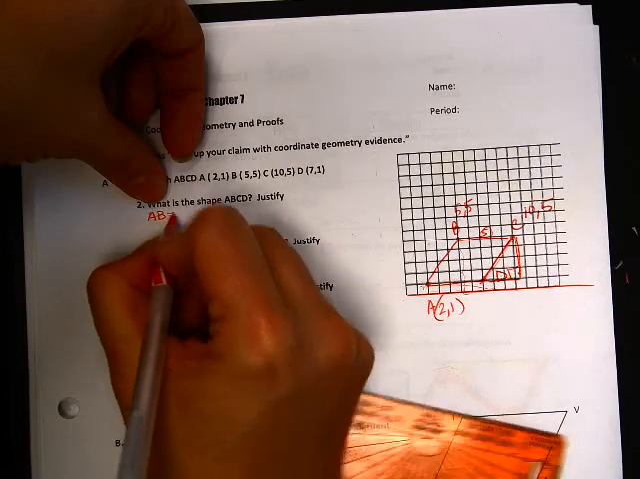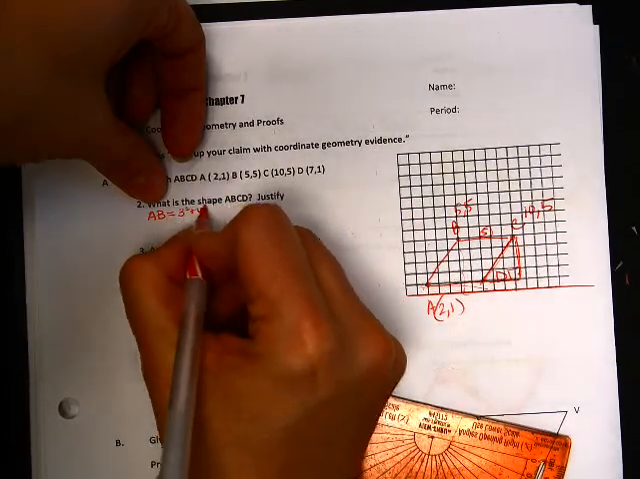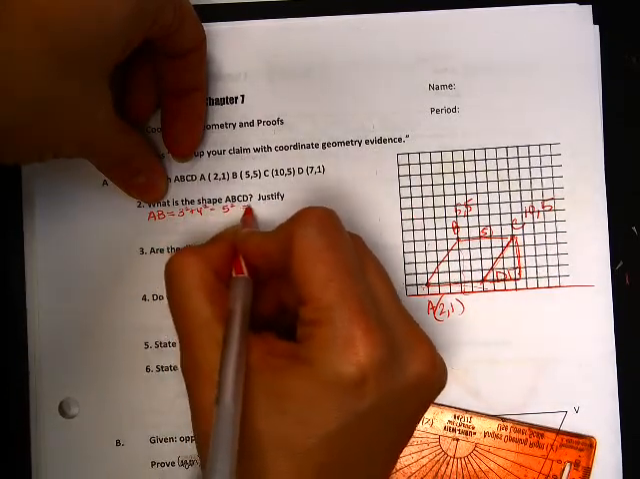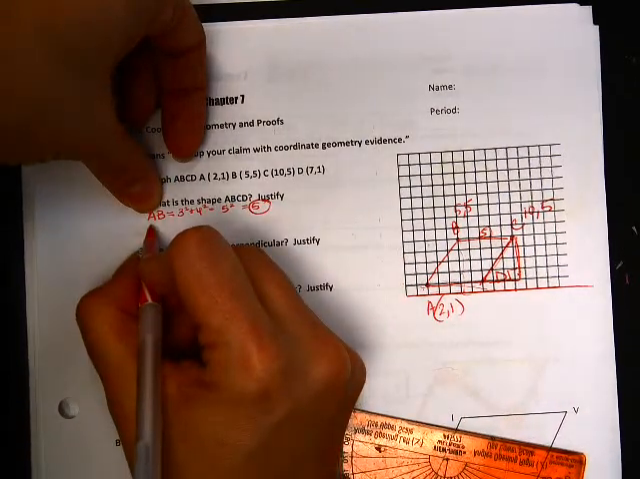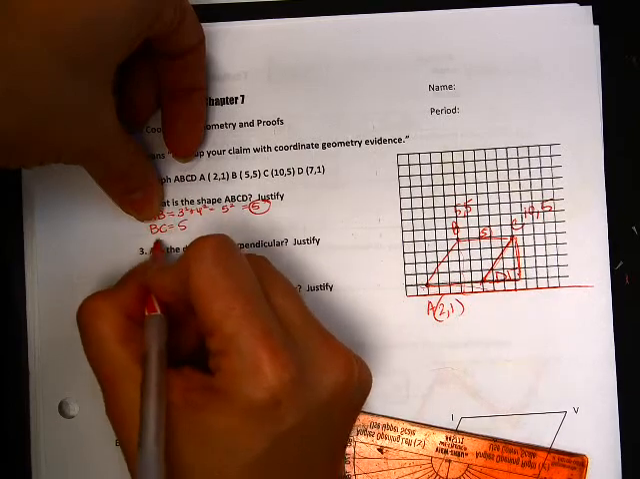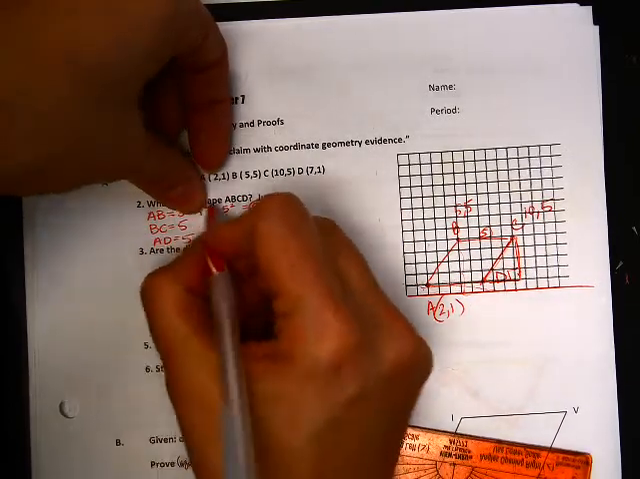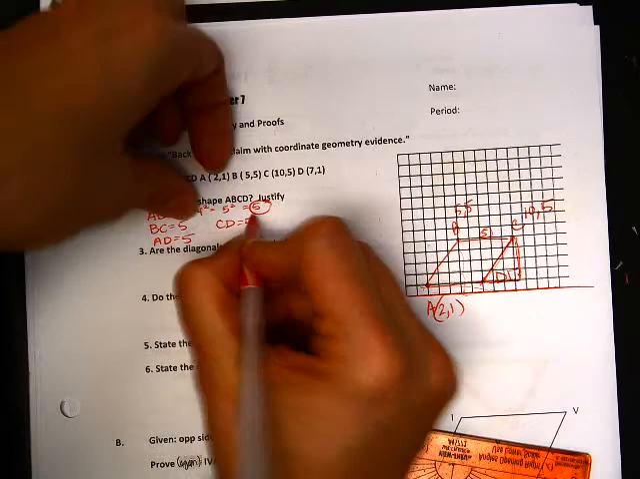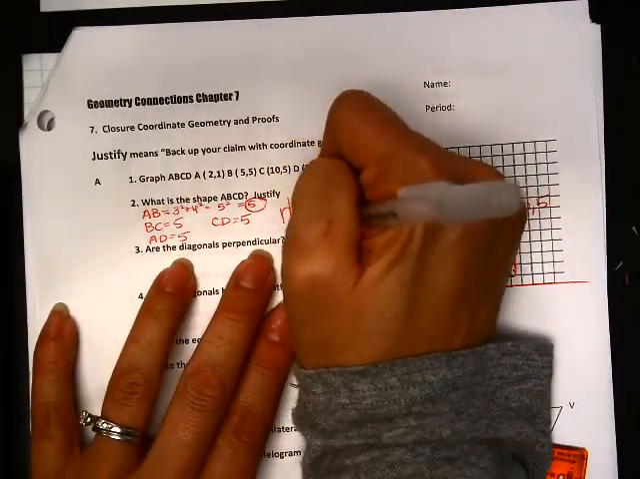So AB is equal to 3 squared plus 4 squared is equal to 5 squared, so it's 5. And BC is equal to 5, and AD is equal to 5, and CD is equal to 5. So it is a rhombus.